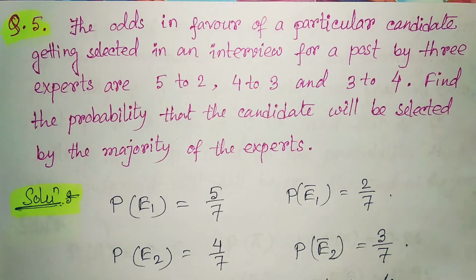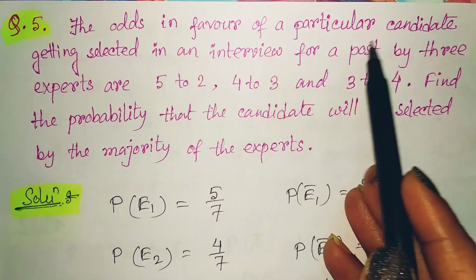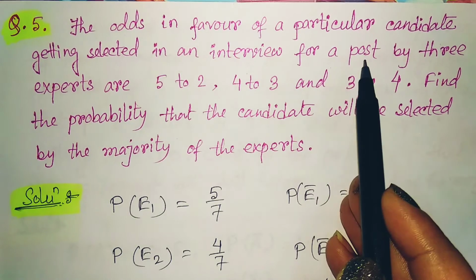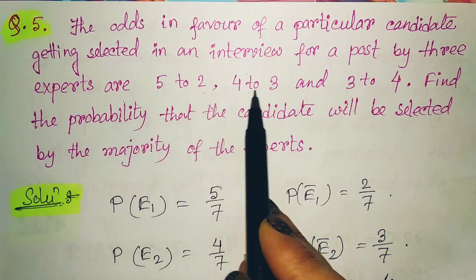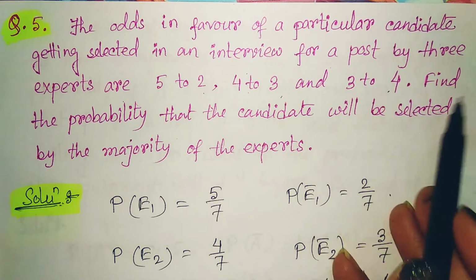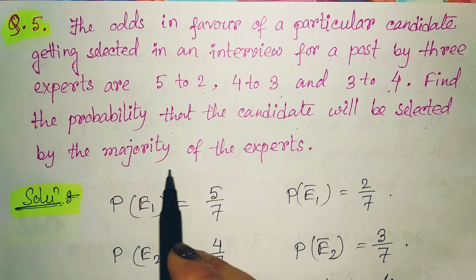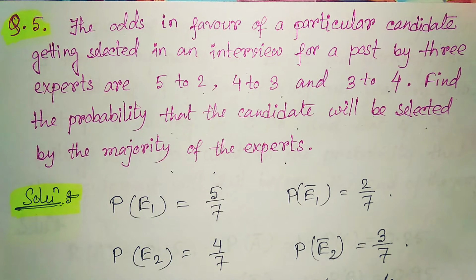One more question is, the odds in favor of a particular candidate getting selected in an interview for a post by 3 experts are 5 to 2, 4 to 3 and 3 to 4. Find the probability that the candidate will be selected by the majority of the experts. Majority of the experts means either 2 of them select the candidate or all 3 can select the candidate.